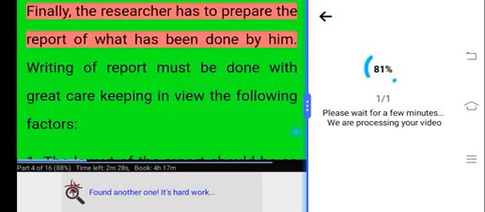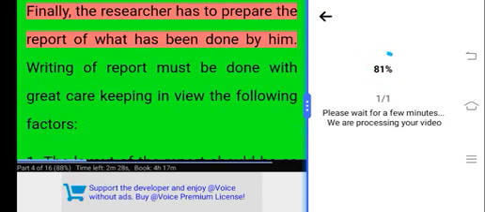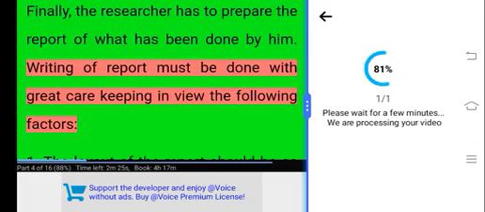Preparation of the report or the thesis. Finally, the researcher has to prepare the report of what has been done by him. Writing the report must be done with great care, keeping in view the following factors.